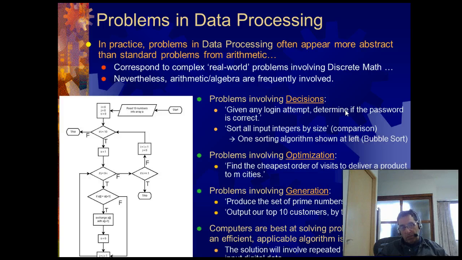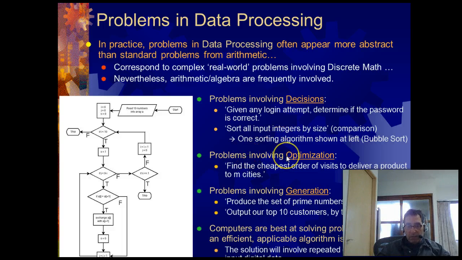Sort. Here's another example. Sort all input integers by size comparison. One sorting algorithm shown at the left is called the bubble sort. So you have to do a lot of comparisons, and that means decisions, like is A greater than B? If it is, put it in front. If it's not, put it in the back, whatever, and so on.